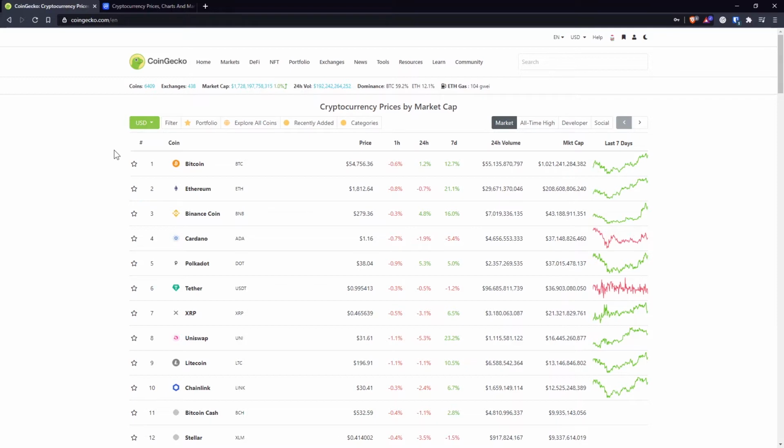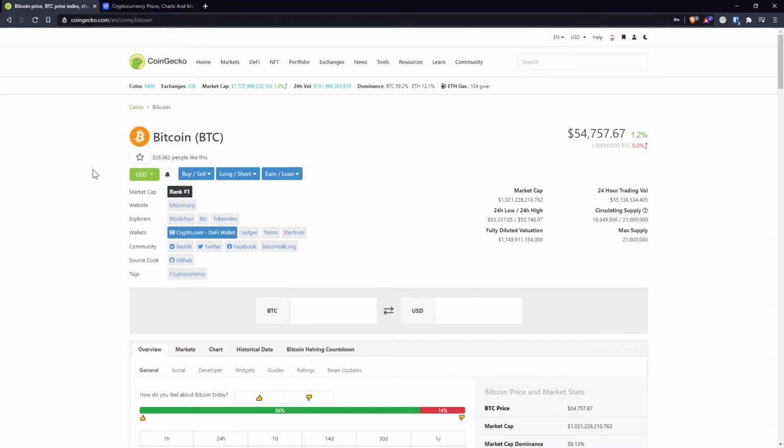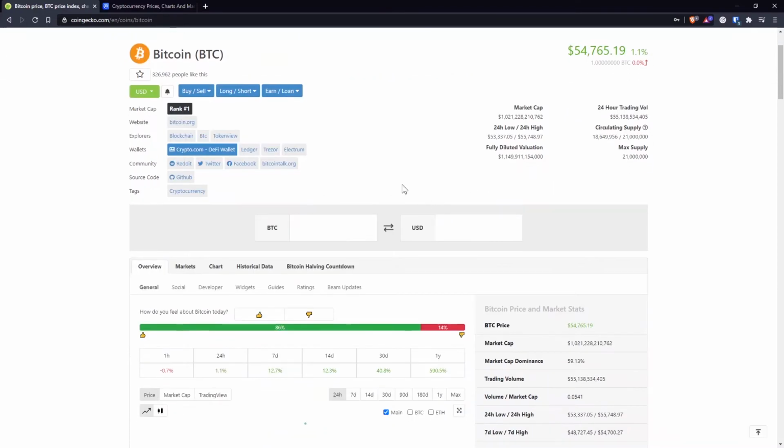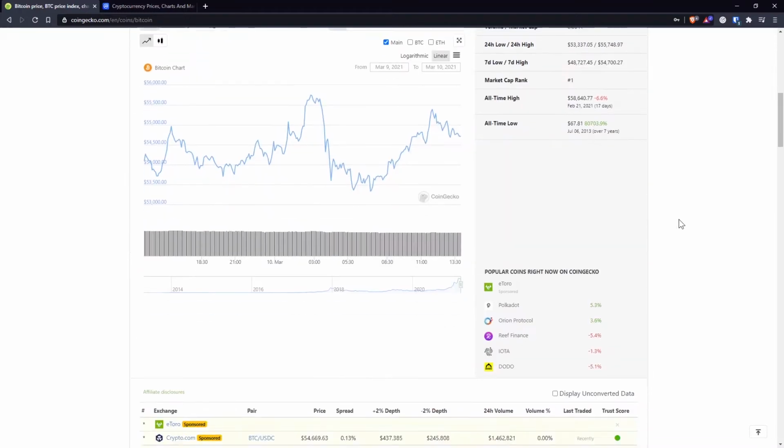Let me show you a quick example of Bitcoin. This will be listed everywhere since it's the number one cryptocurrency. So if you come on CoinGecko on the Bitcoin page, you'll find all these details. You'll find the official website, the blockchain explorer for Bitcoin, different wallets that you can use, the community where you can go and ask your questions about it. There's also a very nice converter here that I use frequently. Now I know that 0.001 Bitcoin is worth almost $55. Also charts and other data.